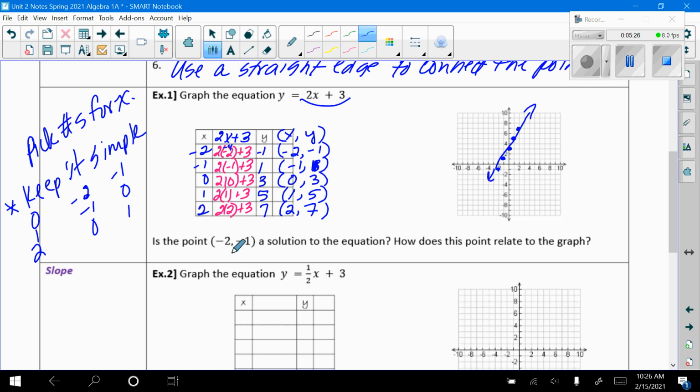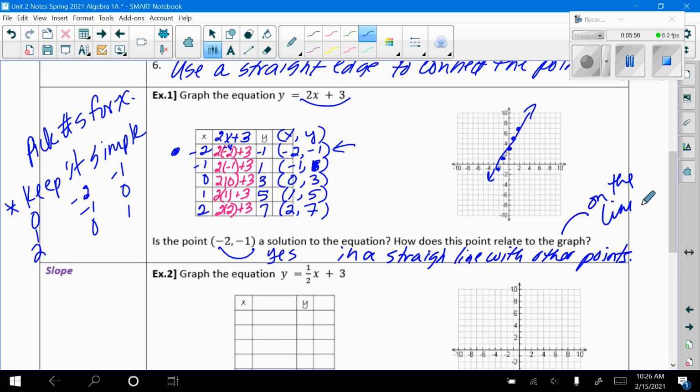Now the next question is, is negative 2, negative 1 a solution? Well, that's one reason why I chose my negative 2 here. Here's negative 2, and with negative 2 I got negative 1, so yes. How does this point relate to the graph? It is in a straight line with other points. So it's on the line. So if it's a solution, it means it's on the line.